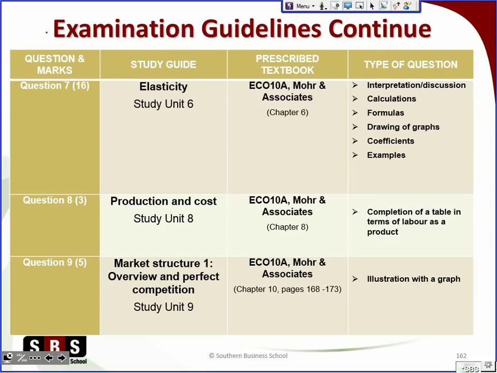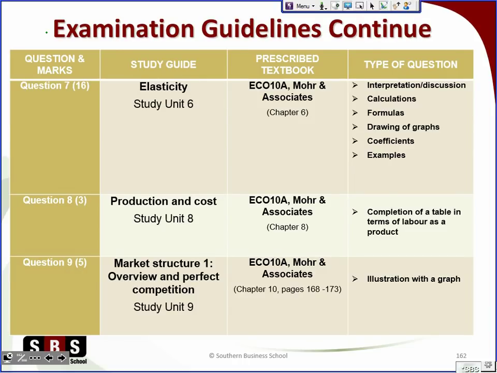Then you have to give an example. Now that comes back again to the assignment. You must be able to show, in the textbook, it breaks it down, we'll come to the presentation, but you must be able to give an example of the different types of elasticity as well. Okay, so concentrate on those.